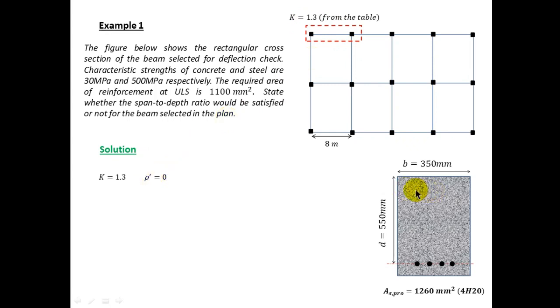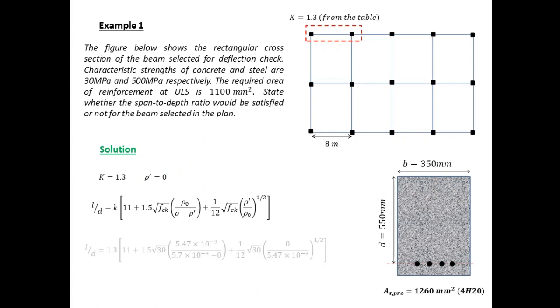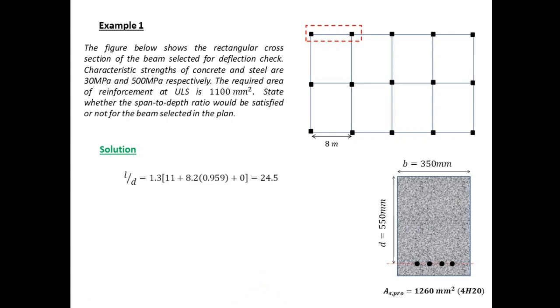Clearly I don't have any compression reinforcement, so my rho prime is 0. I've got everything that I need to put in this equation, so just plug and check. You'll find your allowable L over D to be 24.5. Yet this is not my final L over D. I'll have to modify it.